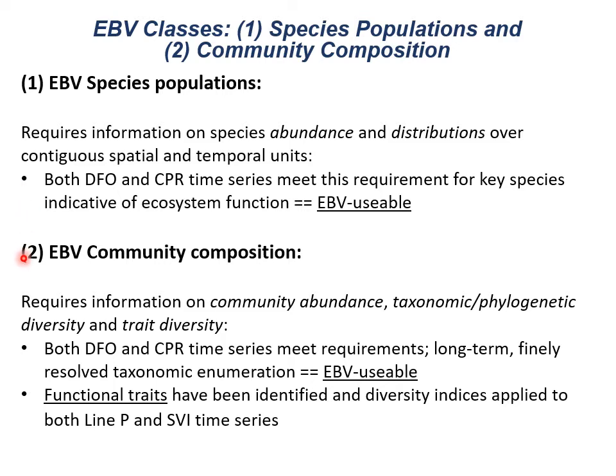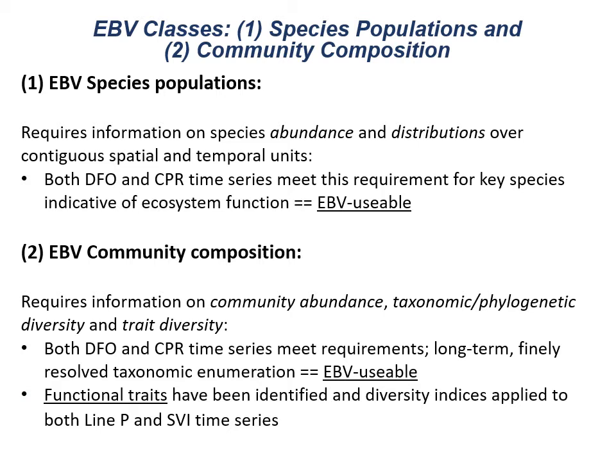For community composition, we need information on community abundance, taxonomic and phylogenetic diversity, and trait diversity. So again, both the net-based and CPR time series meet these requirements. They're both long-term time series with finely resolved taxonomic enumeration, and also termed EBV usable.